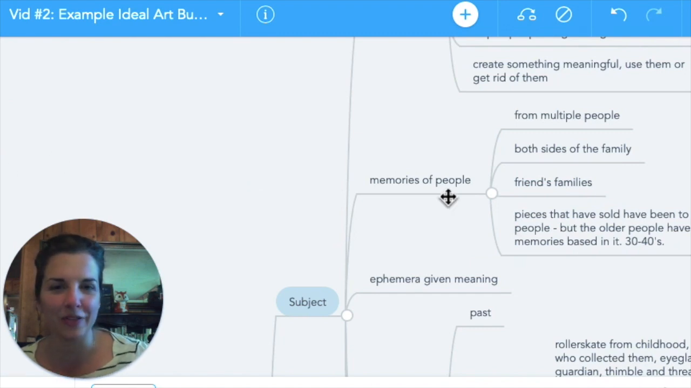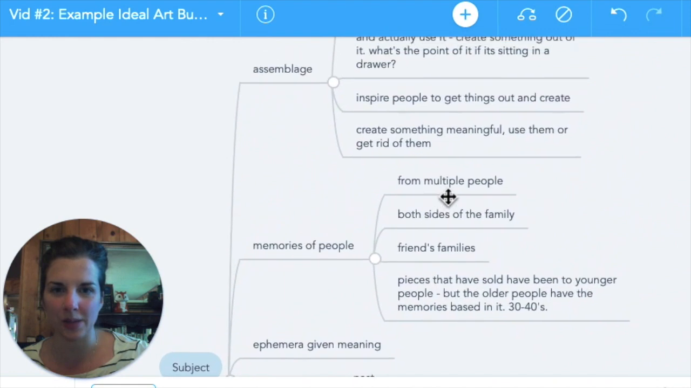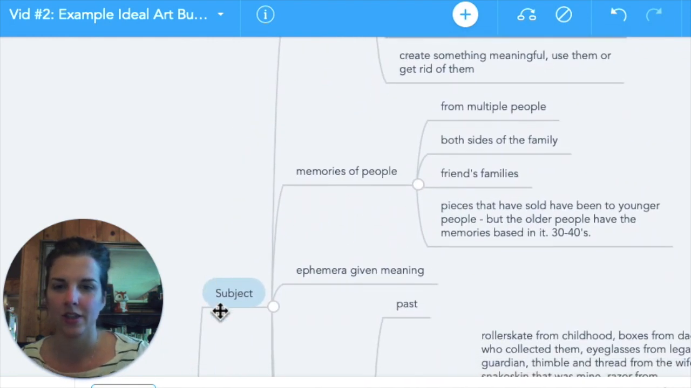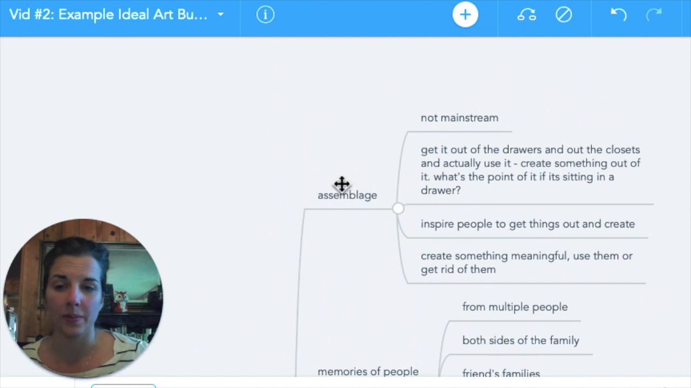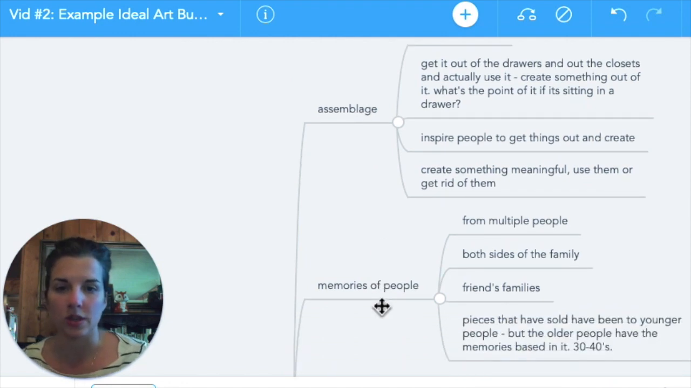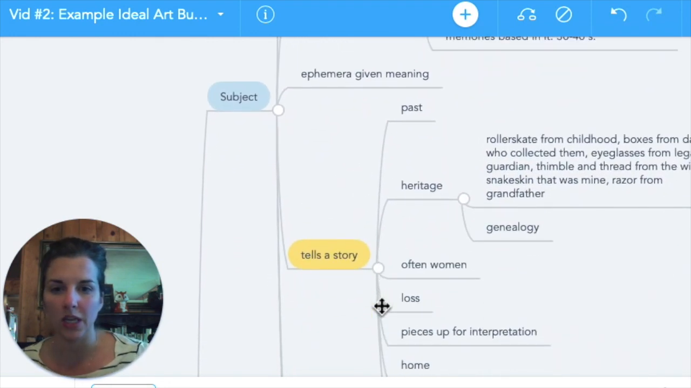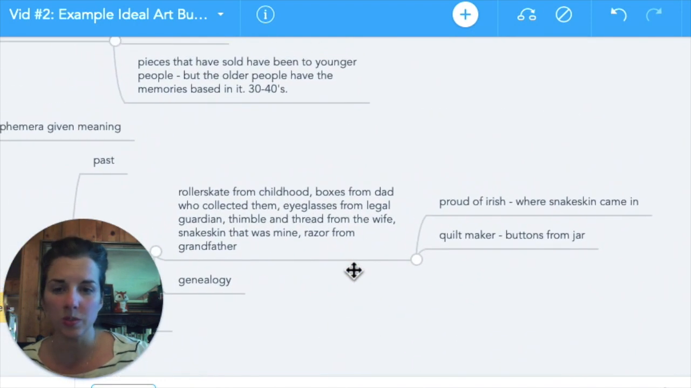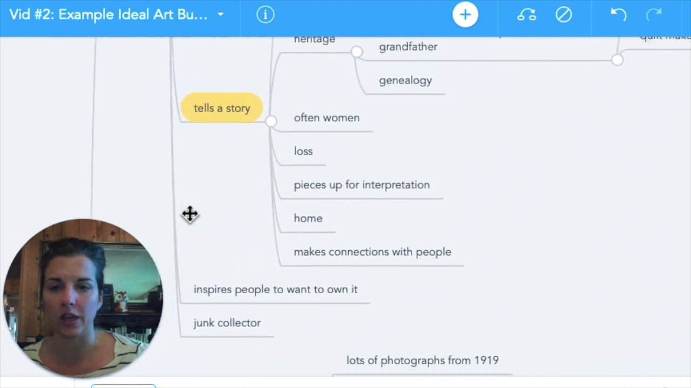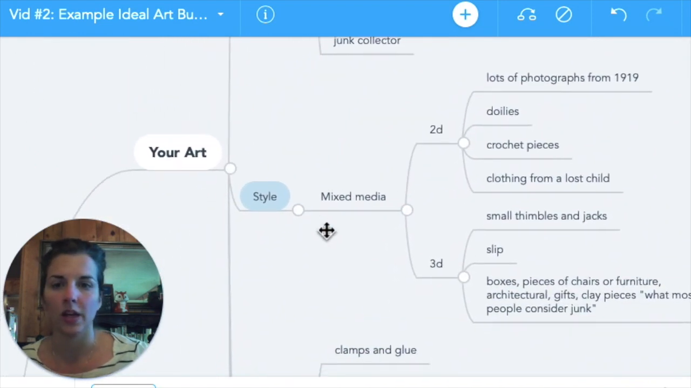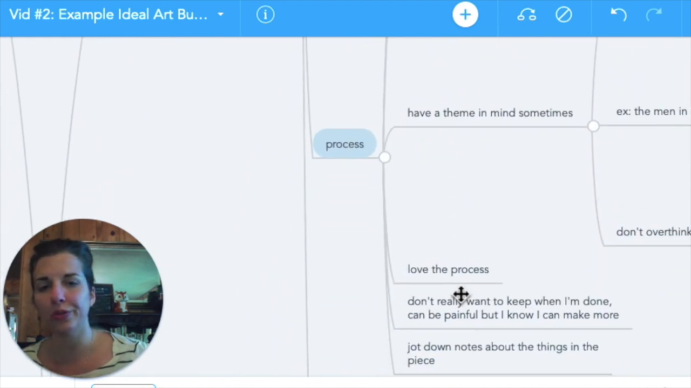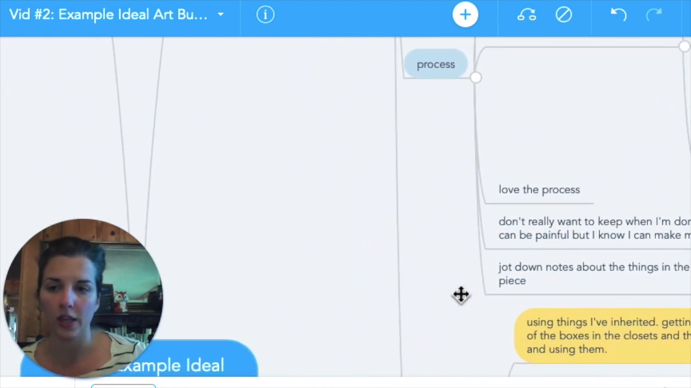Okay, so now that you have your mind map all filled out, it's going to look something like this. Subject. The subject of Karen, who was my volunteer, is assemblages and memories of people and ephemera giving meaning and telling a story. And just break it down as far as you can on every single little piece of these. From your art, you want to do your style, what they all mean. Go through the whole process. And then we are going to go to the next step.